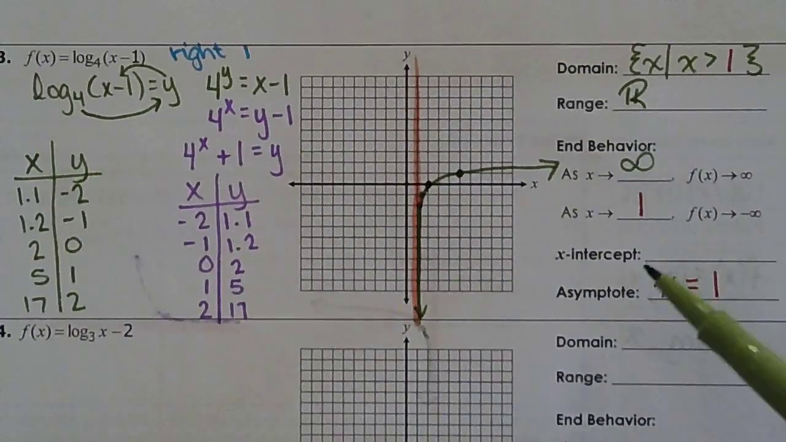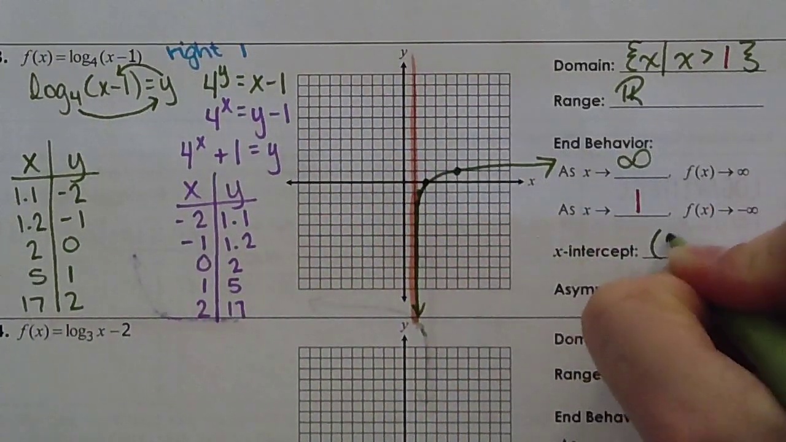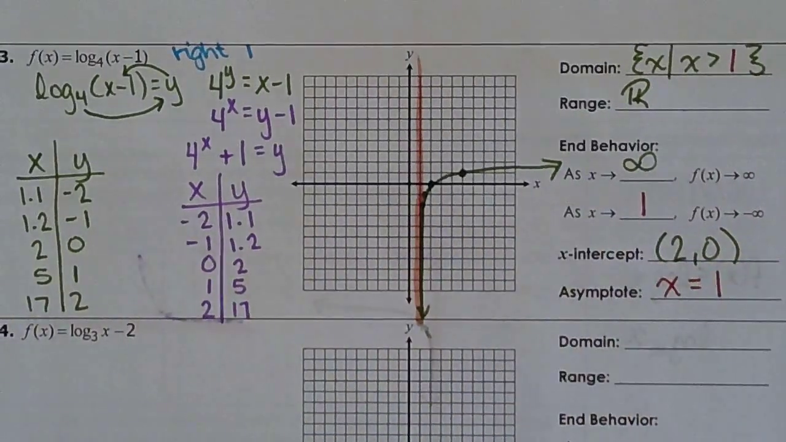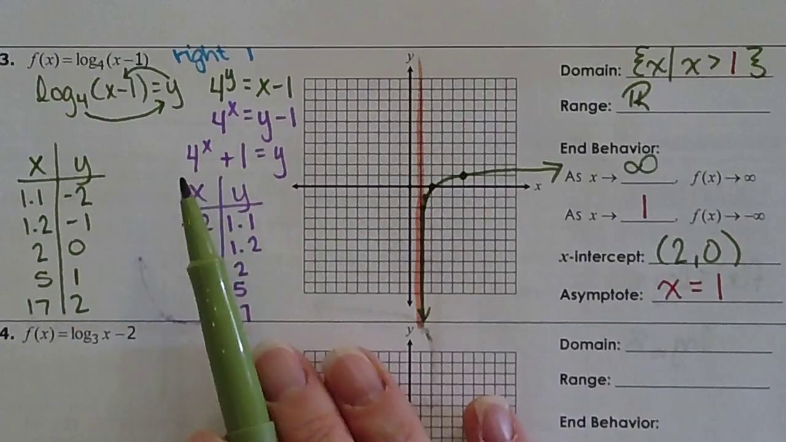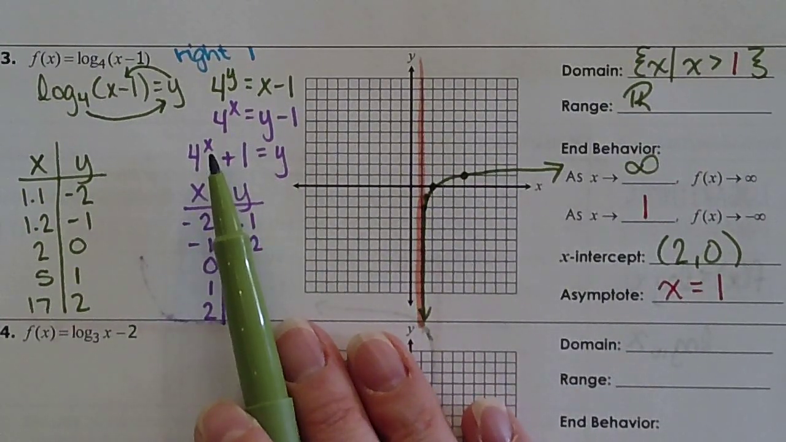And then my x-intercept comes out of my table. It's the point (2, 0). If your x-intercept doesn't show up in your graph or in your table, put a 0 in right here and solve it, and flip those points.